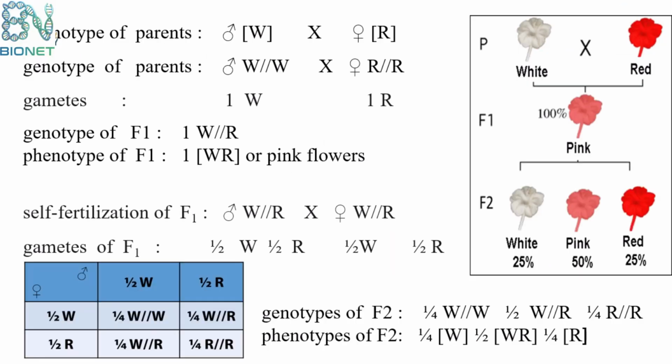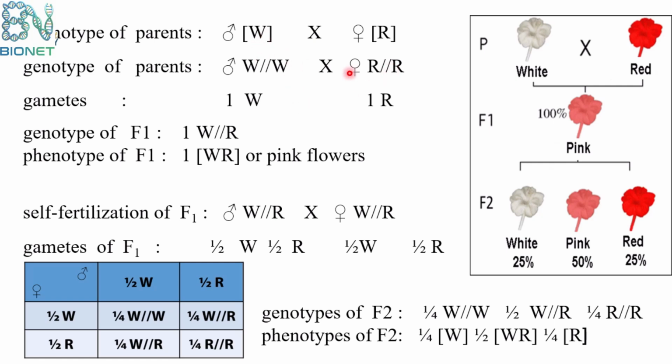Let's explain the results. Here, for the parents, white and red of the first generation, the parents are of a pure race. So for the phenotype of the parents, we have a male having white color and a female having red color. Since the parents are of a pure line, the genotype of the parent having the white color is WW, and the parent having the red color is RR.